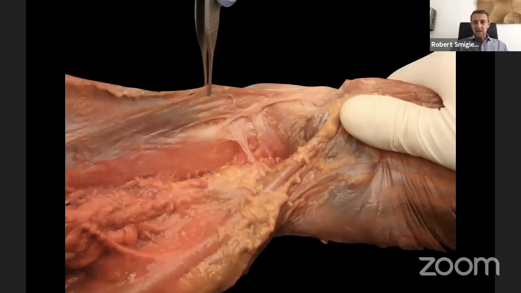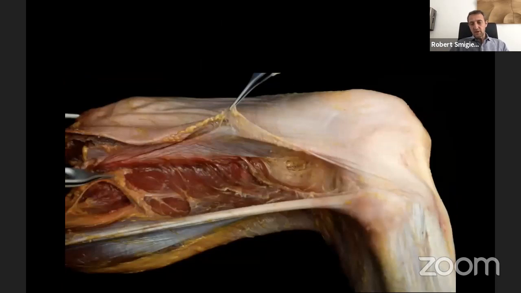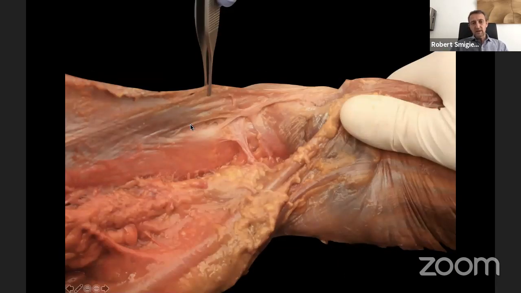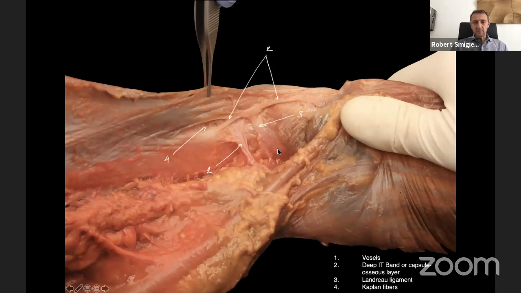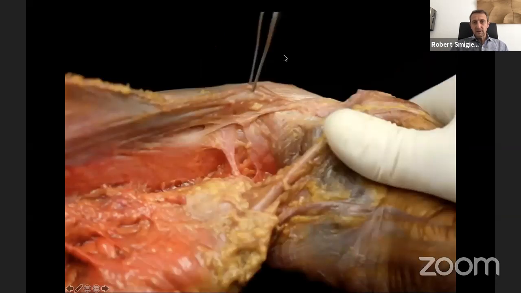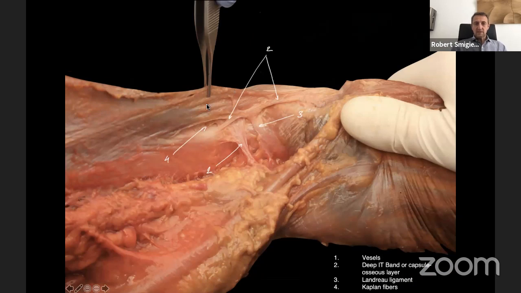Then we go from the back. This is from the back. As I showed you here, I just split that, and then we have the septum here, and these are the structures from the posterior part, from the back. And what we have here, you can see, sorry for this, these are the vessels. Then we have the deep IT band. Two is the deep IT band, this is one, the vascular nervous bundle.